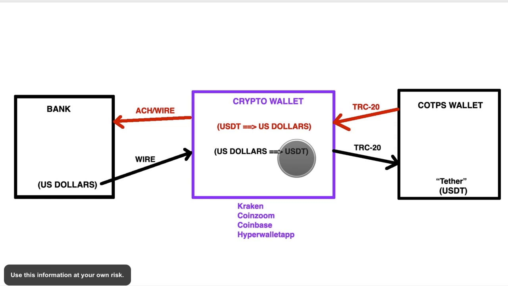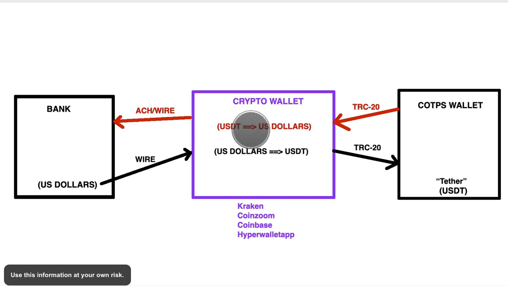Now some of you, maybe you already have a crypto wallet and you got Bitcoin in it. This tutorial is not for you. This is for the ultra beginner who's never bought crypto before. If you already have Bitcoin in your wallet, just use your Bitcoin to buy USDT and then fund your COTPS wallet and let's get transacting here. But for the beginner, we need to get dollars into your crypto wallet.